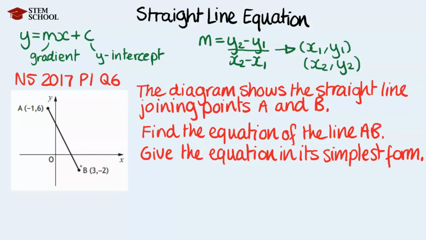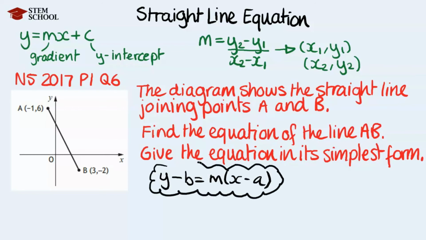This is where we get a diagram and we can't tell what the y-intercept is because there's no scale. So in this case, what you have to do is use this new type of equation: y minus b is equal to m(x minus a). This is the equation of a straight line, just written in a different format.